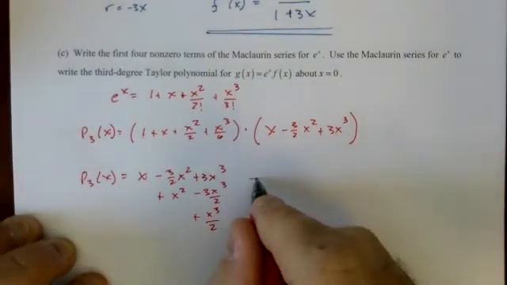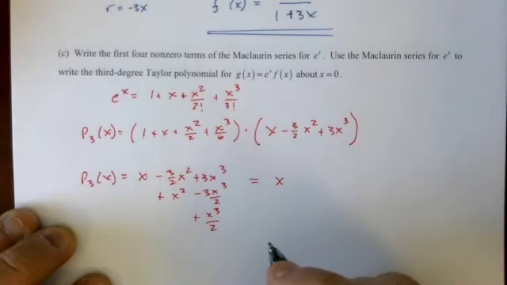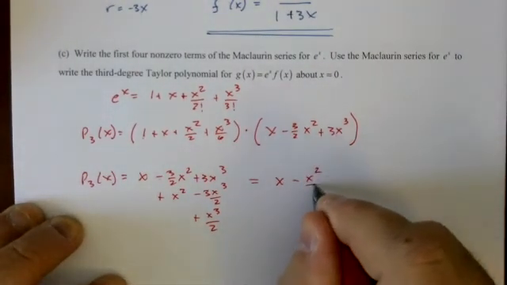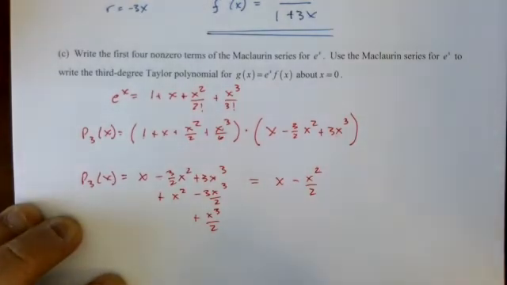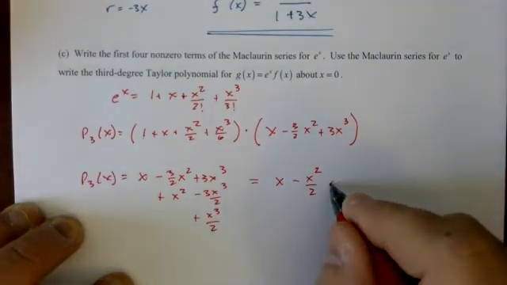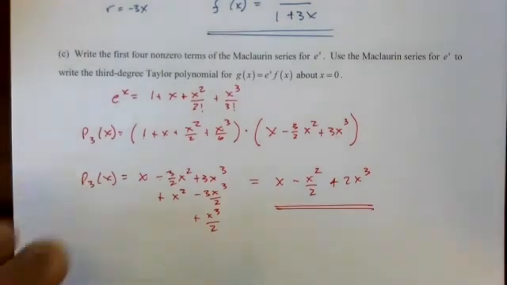And if you blast that out, you should get x minus x squared over 2. That's a mess, isn't it? Minus 3 has, minus 2 has, plus 2x to the third. And that's it. I don't have to do anything fancy.